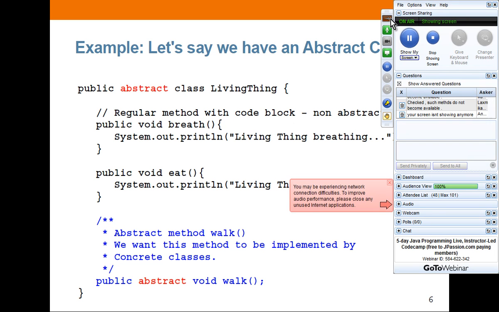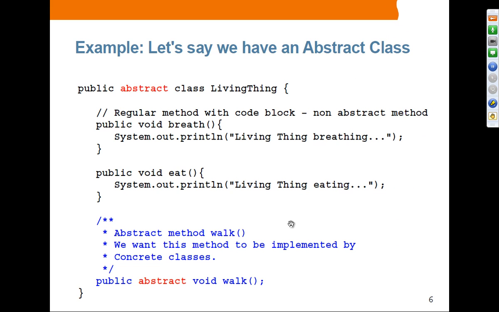This is no different from others that we have seen so far. However, it has to have at least one or more abstract methods. So here we define an abstract method called walk by using the abstract keyword. Now, this is an example of an abstract class that contains an abstract method. You can have multiple abstract methods, of course. So this abstract method has to be implemented by a concrete class.